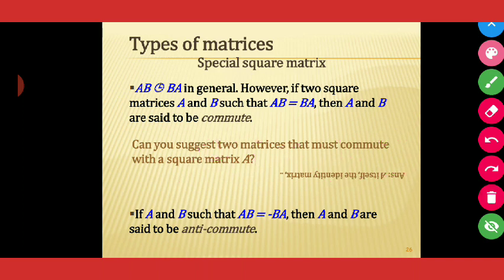Okay, next point is if A and B are such that AB equal to minus BA, then A and B are said to anti-commute. Okay, if AB equal to BA, then matrices commute, and if AB equal to minus BA, then matrices are said to anti-commute.